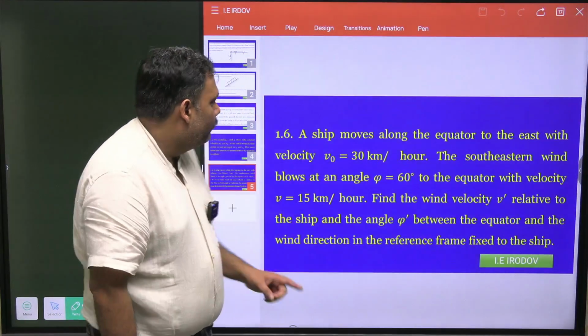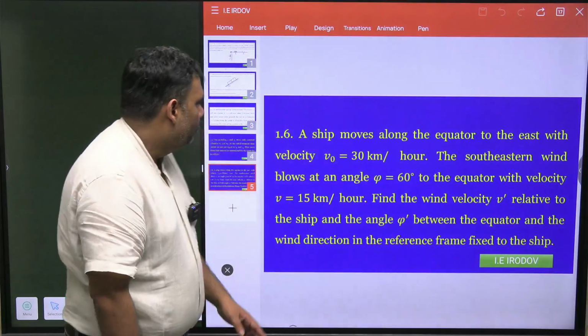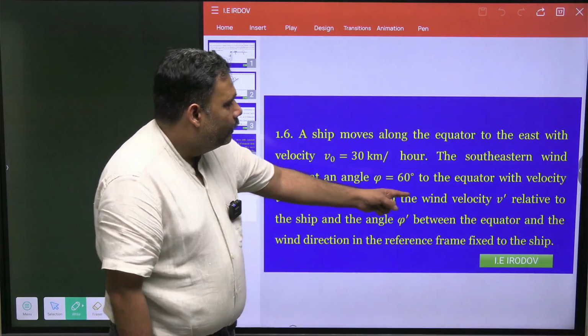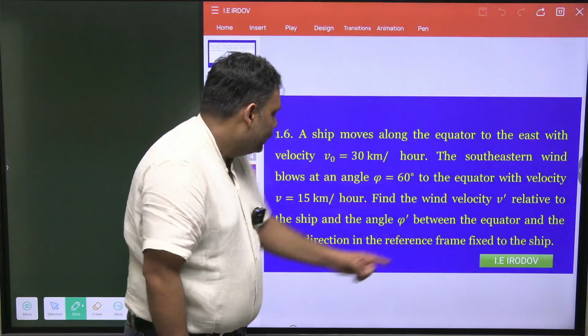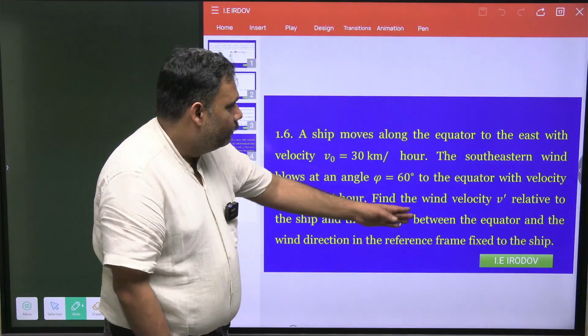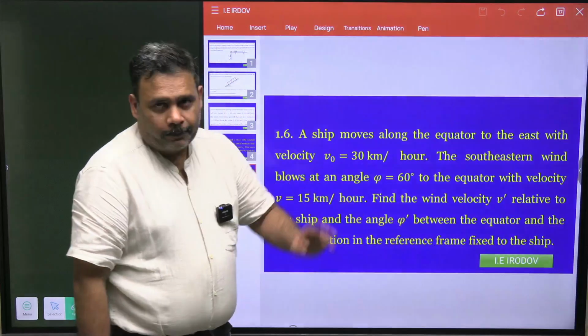The southeastern wind blows at angle phi, that is 60 degrees, to the equator with velocity v equal to 15 km per hour. Find the wind velocity v dash relative to the ship and the angle phi dash between the equator and the wind direction in the reference frame fixed to the ship.